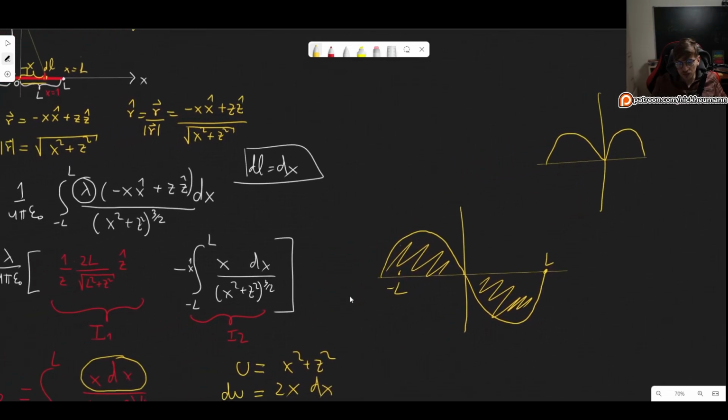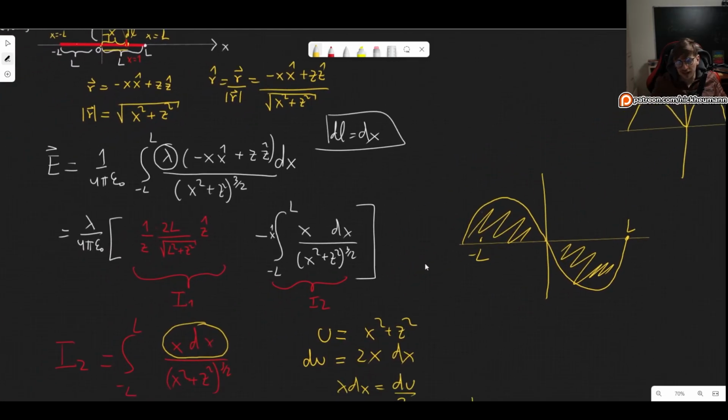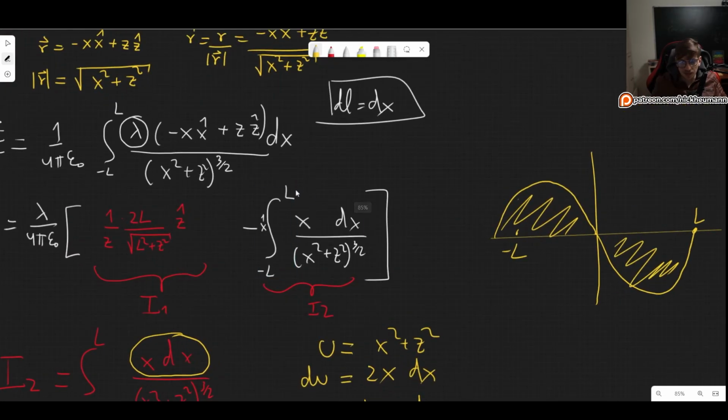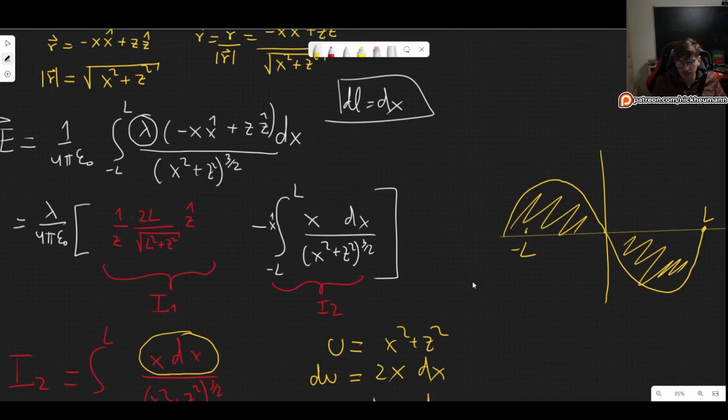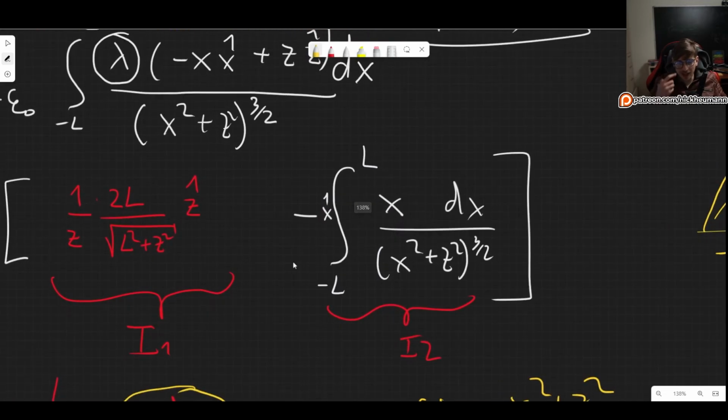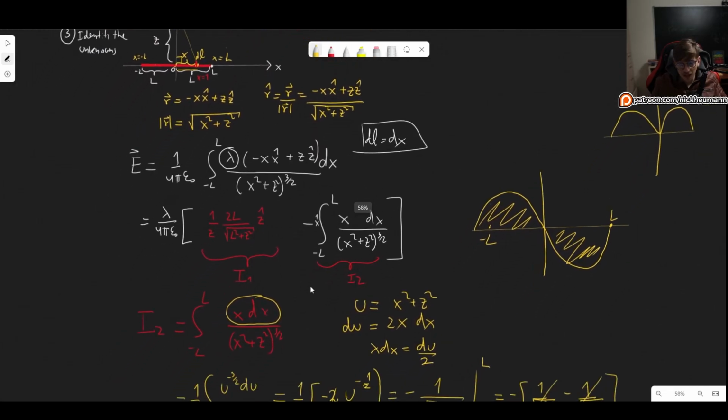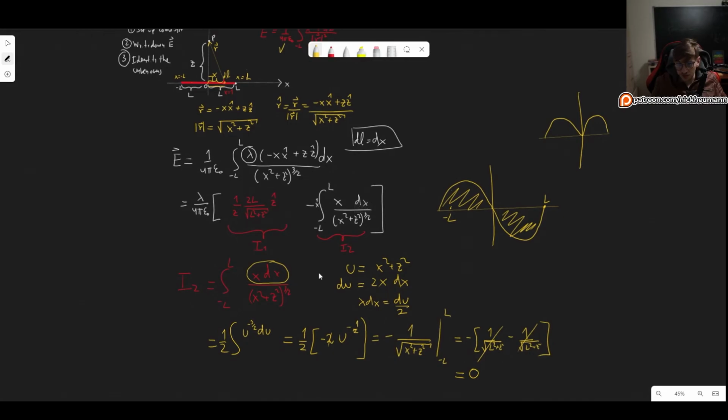I, of course, wanted to show you how to integrate this in case the limits had been different, right? If the limits were different, it wouldn't have been 0. But it's important to keep an eye. If you see that there is an integral that has symmetric limits of integration, just quickly check if the integrand is odd, because if it is, then you may save yourself a little bit of work.